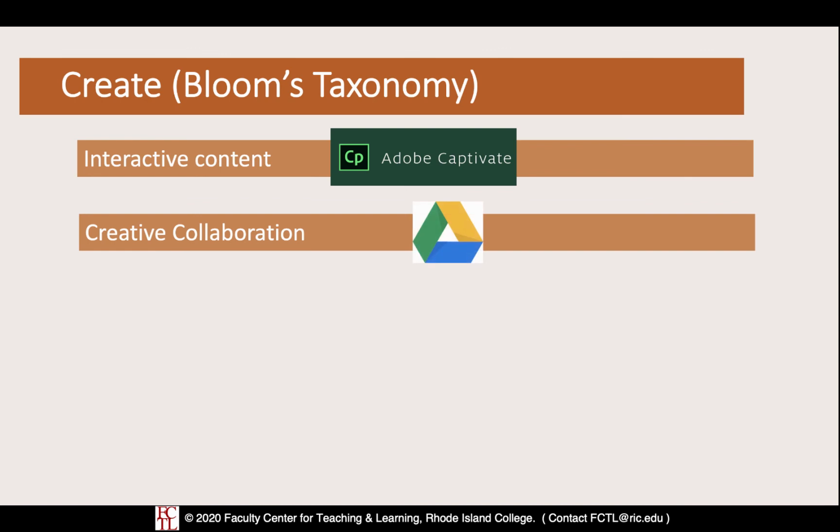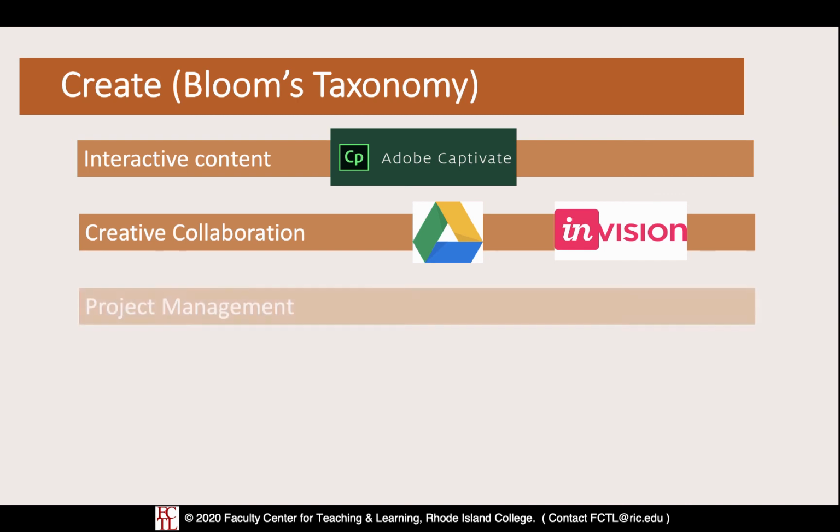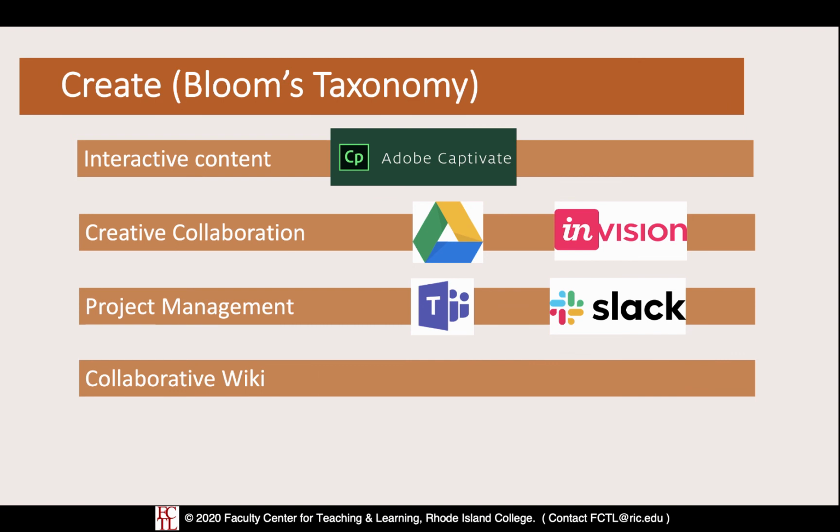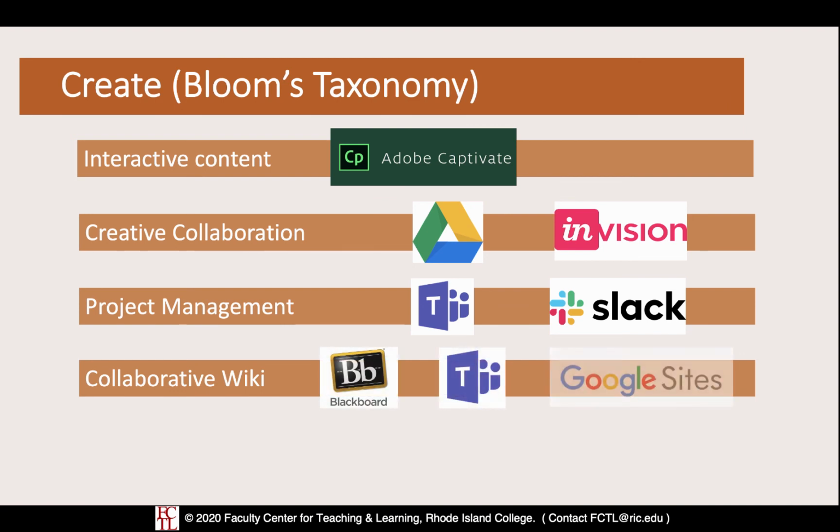Creative collaboration. Google Drive. You can use Google Drive to work on any project that deals with words, data, or even pictures. Or if you want to design an app or any other visual project, you can use InVision. Project management, we have Teams and Slack. Collaborative wiki: Blackboard Wiki, Team Wiki, or Google Sites.